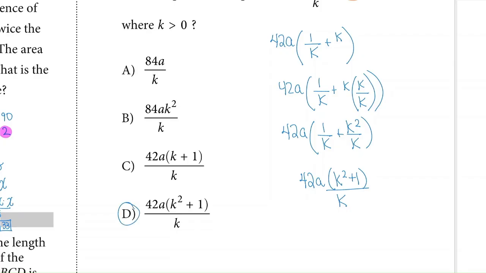You might wonder why they extended this fraction bar over the entire thing. It's because 42a can really be over 1, and so you can go ahead and extend that fraction bar all the way.